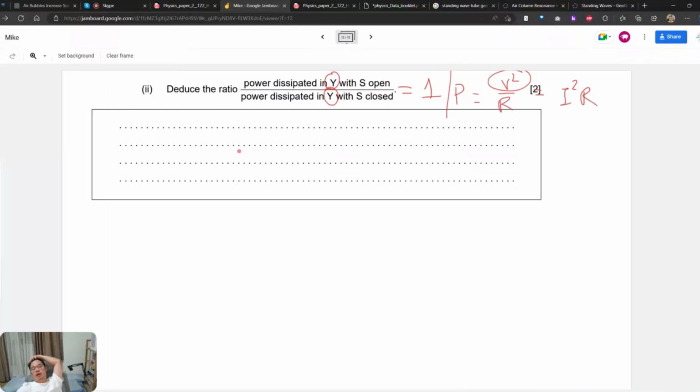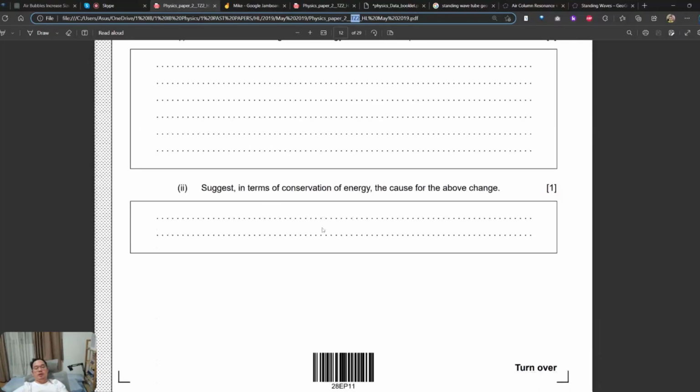So you just need to write the explanation like 2 sentences. The voltage applied to Y does not change when the switch is open or closed, and therefore the ratio of the power is 1. Mentioning the formula of the power also, P equals V squared over R, and therefore the power also does not change, and the ratio is 1. The voltage applied to Y is the same in both cases, the switch open and closed. Well, very long question.